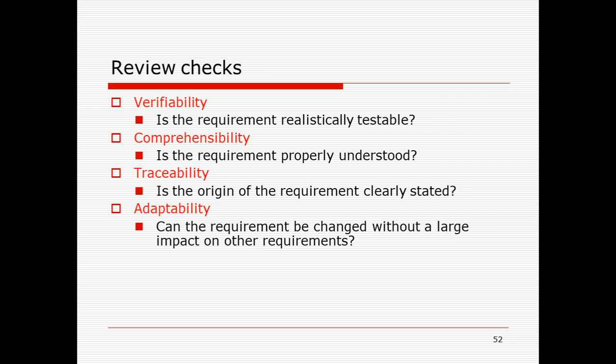Traceability: is the origin of the requirements clearly stated? That is to identify from where the requirements have actually originated. So if some error occurs, then traceability becomes an important measure, to identify where the requirement has originated. Adaptability: can the requirement be changed without large impact on the other requirements? That also needs to be reviewed or checked by the teams while reviewing.